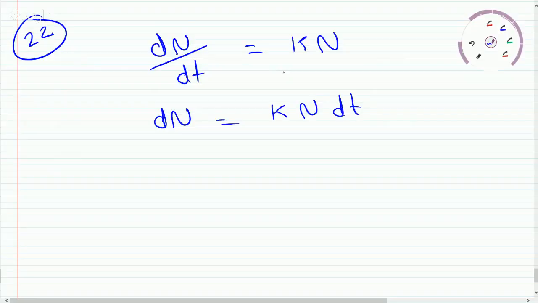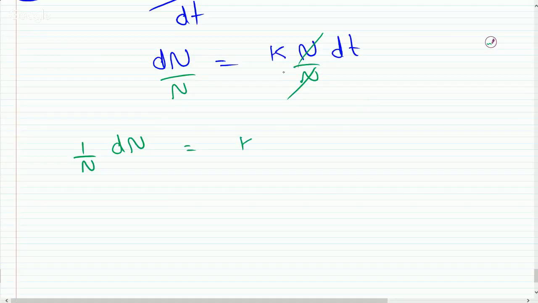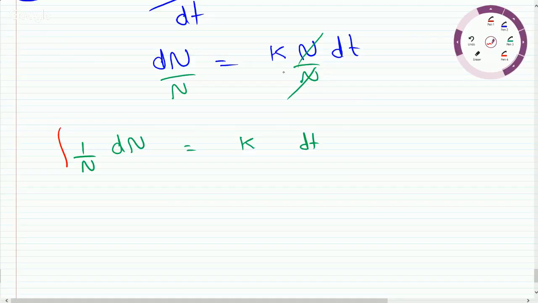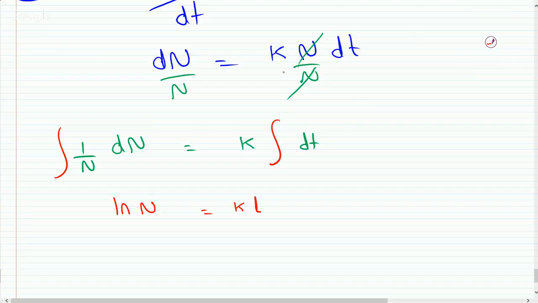and if we divide both sides by N, let's go ahead and start working on this part first. This should be straightforward. So 1 over N dN equals k dt, and now we can bring in the integrals. k is a constant, it can come outside the integral, and then we will get the integral of 1 over N is ln N equals kt plus C.